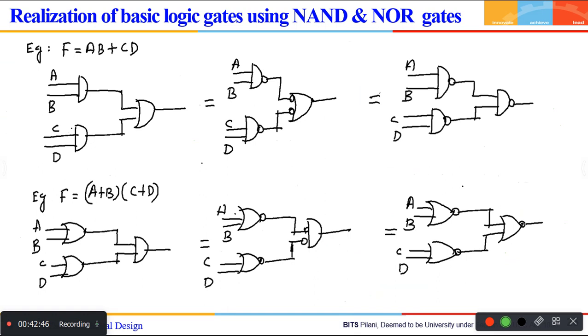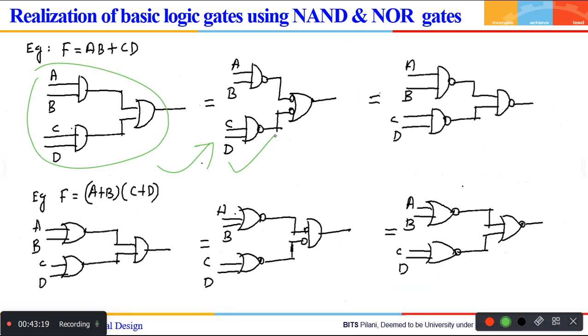F is equal to AB plus CD. Implement it using only NAND gates. How do you get this? The two redundant gates will go, so you will remain with this. Did you understand?